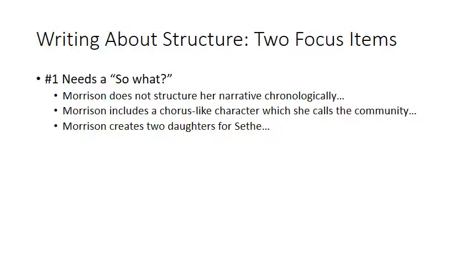All right, so here are three statements about the structure of this book. Morrison does not structure her narrative chronologically. Morrison includes a chorus-like character, which she calls the community. Remember the chorus from Antigone? That's a Greek device. Morrison creates two daughters for Sethe. All right, so none of these have a so what. So what would a so what look like?